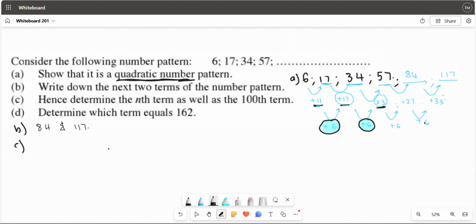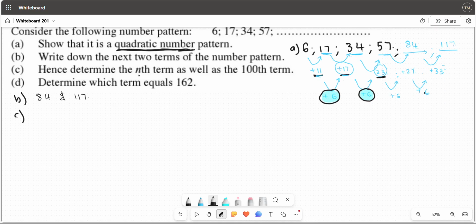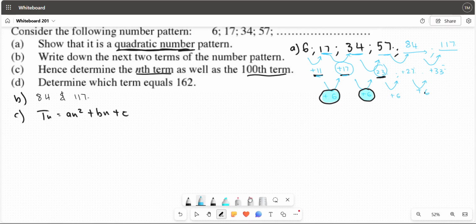Then C says, determine the nth term as well as the 100th term of the pattern. So to get our nth term, we need this formula here. This is what they mean by the nth term, the general formula. But in that general formula, we need to find what the A is, the B is, and the C is. And once I've found those, I can just substitute into that formula. So remember those three formulas I showed you? The 2A is equal to term number 1 of second diff.